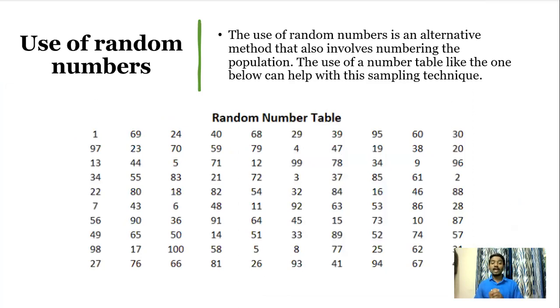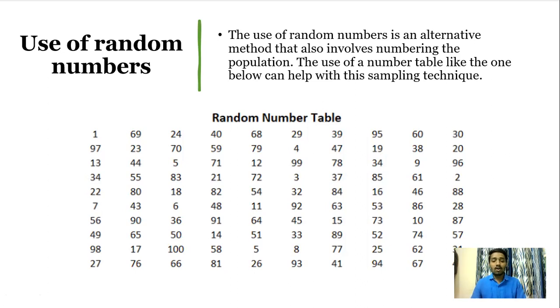So next we have random numbers, the use of random numbers. This is very, very simple. Random numbers are an alternative method. It also involves numbers. Here also we are going to use numbers for the sampling technique. The use of a numbers table like the one below can help with the sampling technique.